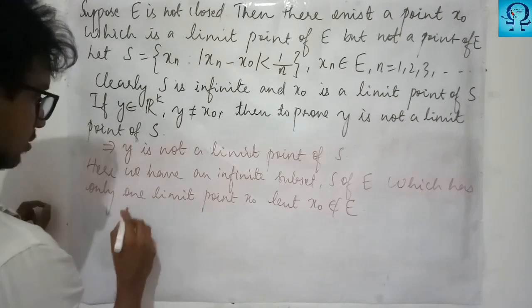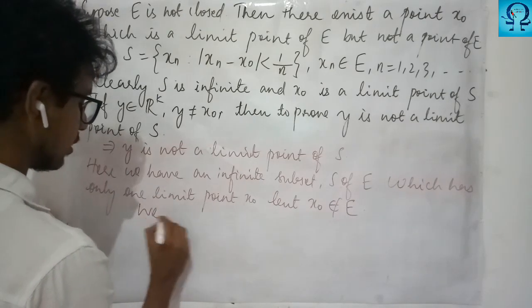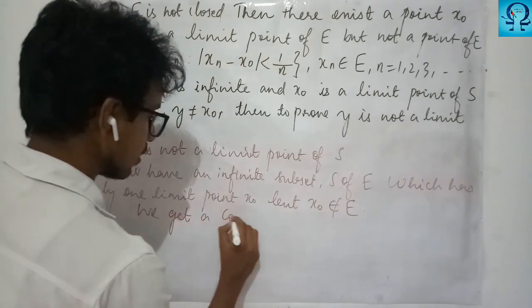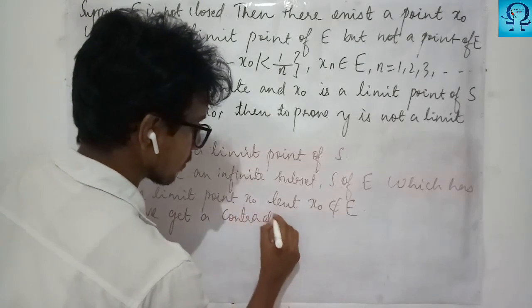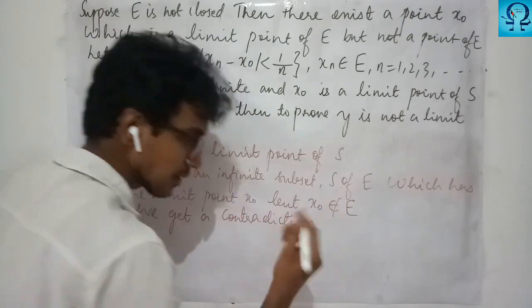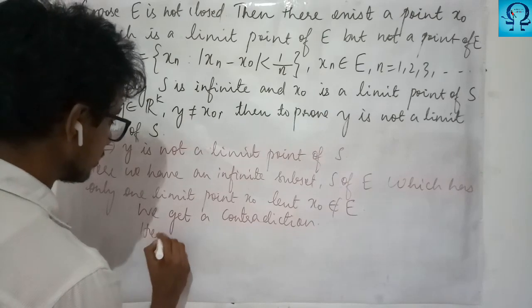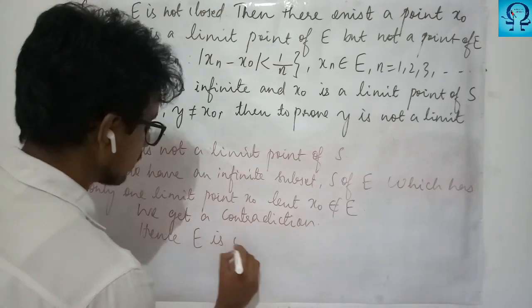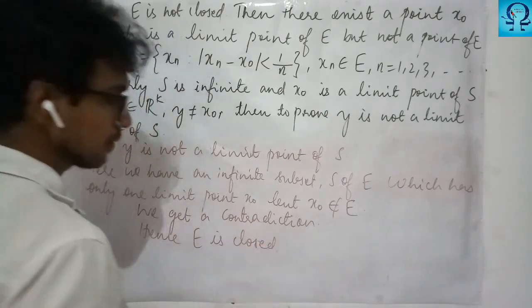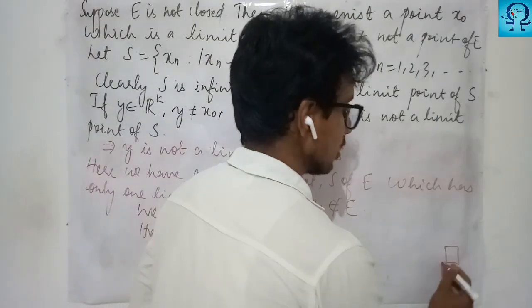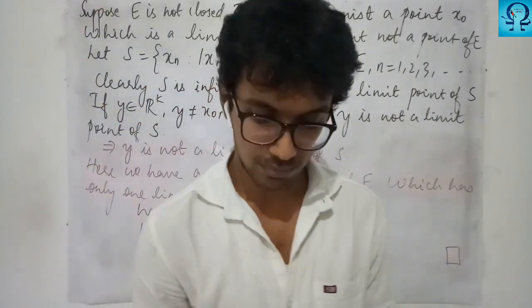Okay, we get a contradiction. Therefore, our assumption must be wrong, and this tells you that your E must be a closed set, and this completes the proof of this theorem.